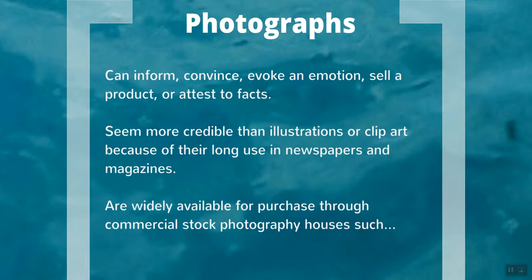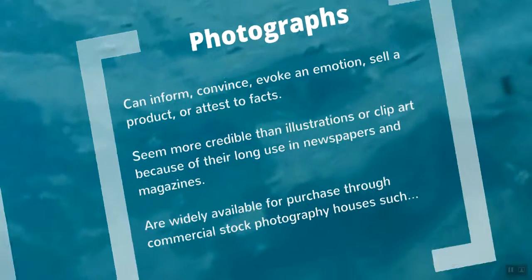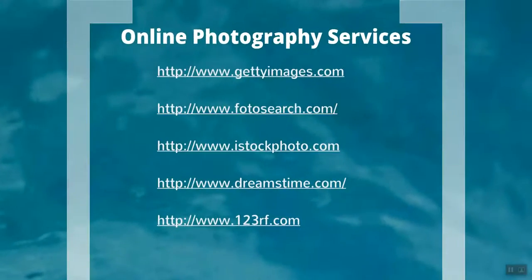When you want to use a photograph, you can get photographs either by shooting them yourself or using what are called commercial stock houses. Here are some examples of different stock agencies. A commercial photographic stock agency basically is a company that sells images.